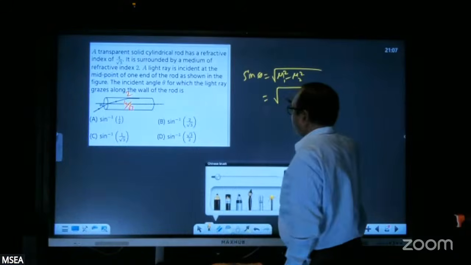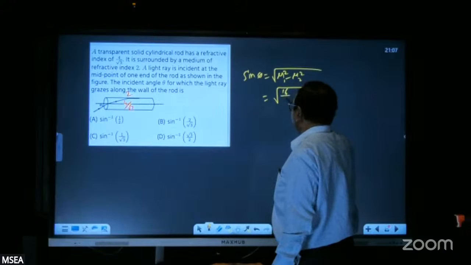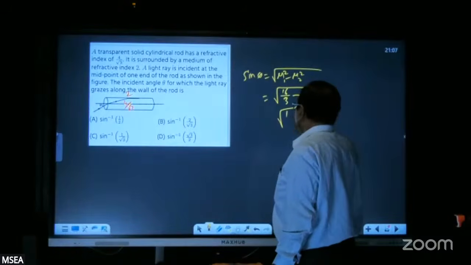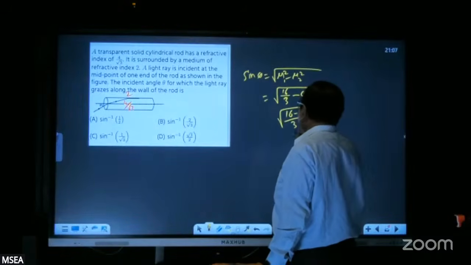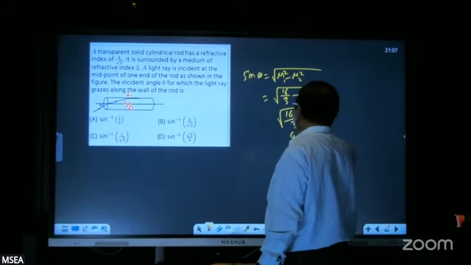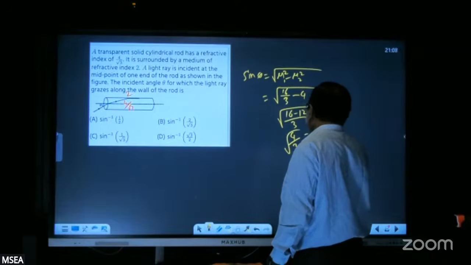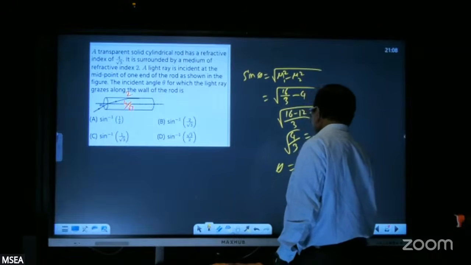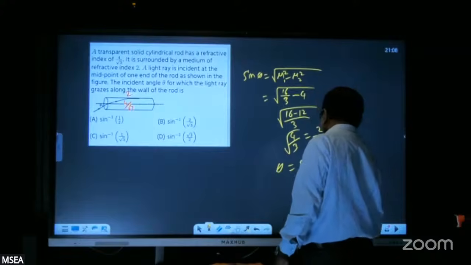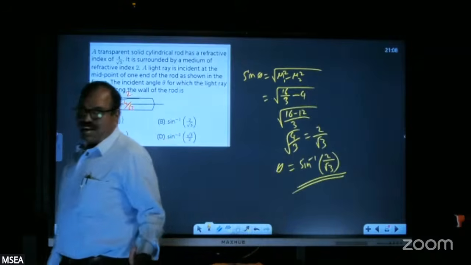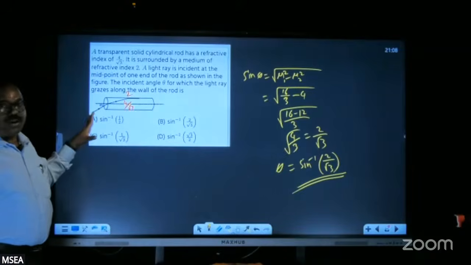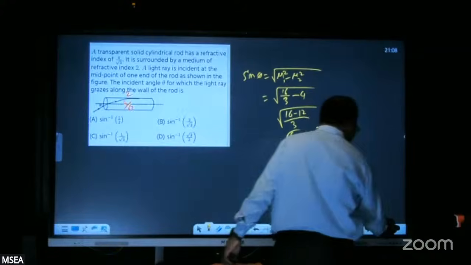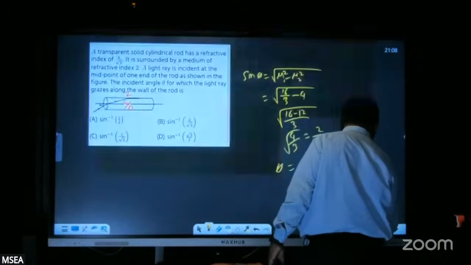Now if I substitute in this, it equals 16 by 9 minus 4, which equals 16 minus 12 by 3, which is 4 by 3 under root, which equals 2 by root 3. So theta is equal to sine inverse 2 by root 3, which should be the answer. So like that, you have to remember this standard formula: the maximum angle such that the light should not come out. Just remember this one.